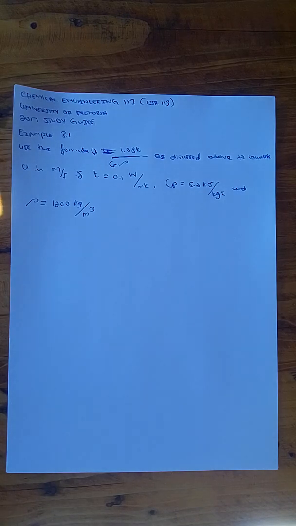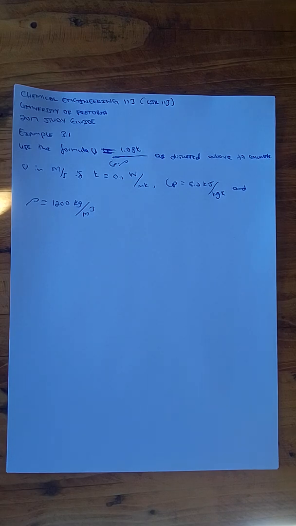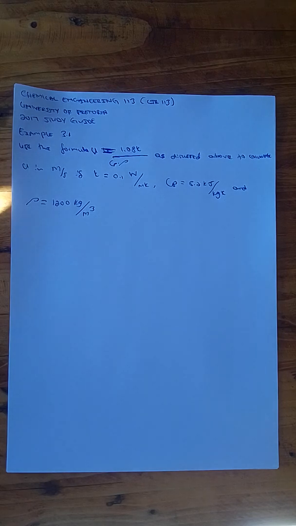We're continuing with our 2017 study guide. We're looking at example 3.1. It says use the formula U equals 1.08 root of K over Cp times rho as discussed above to calculate U in meters per second if K equals 0.1 watts per meter Kelvin and Cp equals 5.2 kilojoules per kilogram Kelvin and rho equals 1200 kilograms per meter cubed.